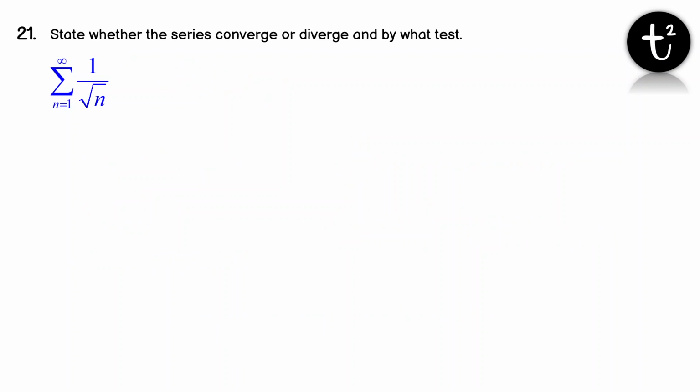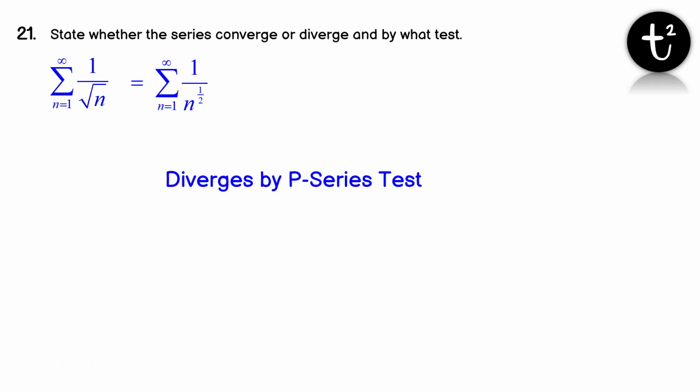Number 21, we have the sum of 1 over the square root of n. All right, so we could write this as the sum of 1 over n raised to the power 1/2. And if we compare this to a p-series, this is a p-series, we will see that this is divergent. Since my value for p is not greater than or equal to 1, this series diverges by the p-series test.